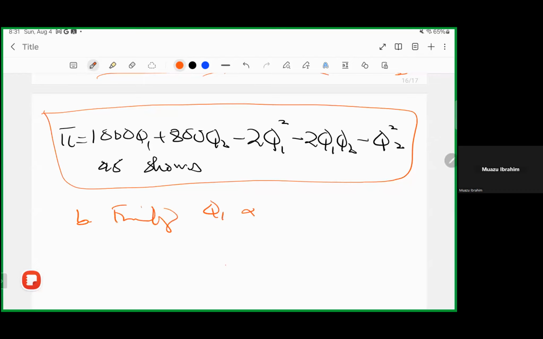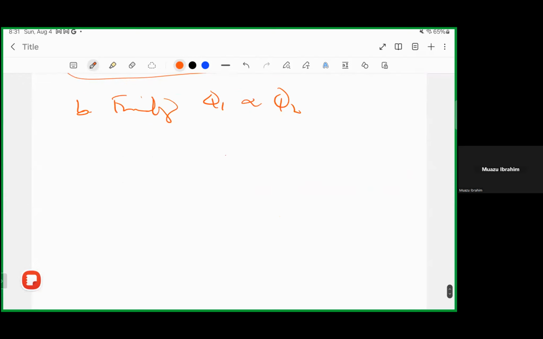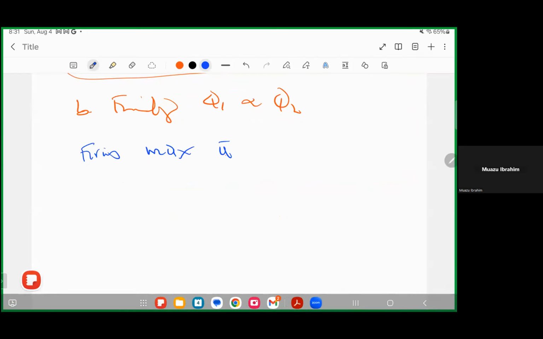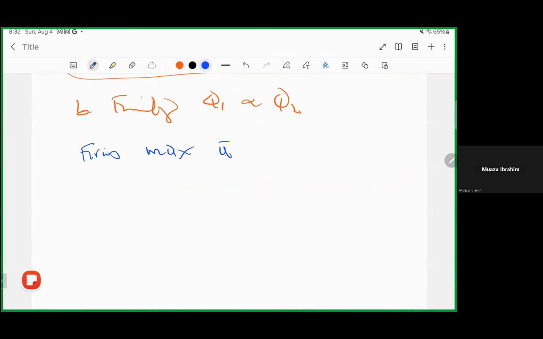Finding Q1 and then what? Q2. That maximizes what? Profit. Please note, they are saying we should find a level that maximizes what? Profit. And remember, I said that firms maximize profit at a level.